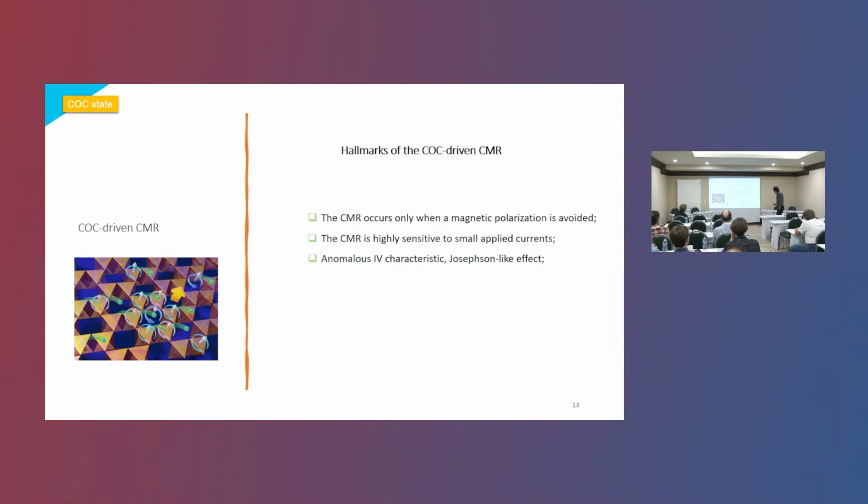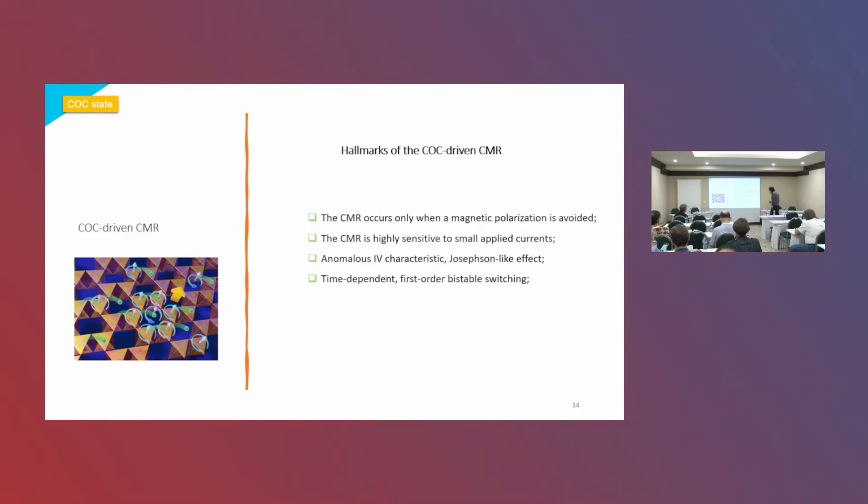The other thing is that we've seen anomalous IV characteristics. One of them is the Josephson effect. We know this is not a superconductor. This is an insulator without magnetic field. Even with an applied magnetic field it is a metal, not a superconductor. But it has a very robust Josephson effect in this compound. To this day, we still don't understand quite well why this happens.